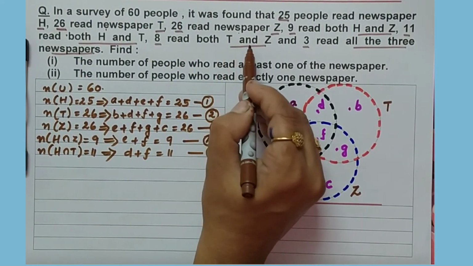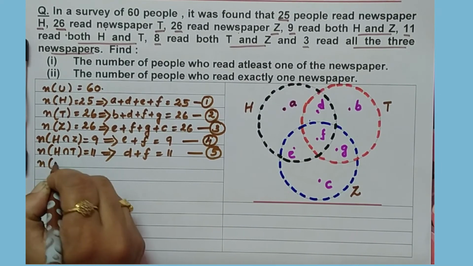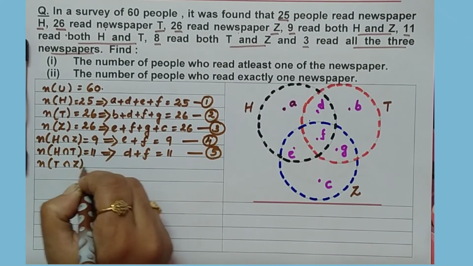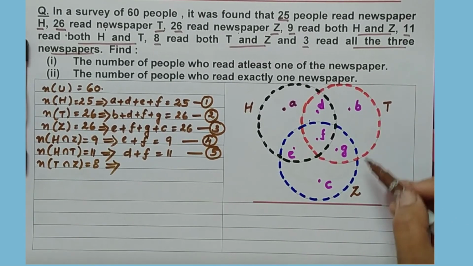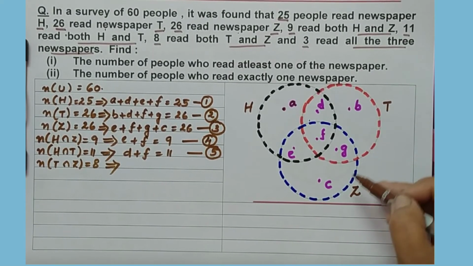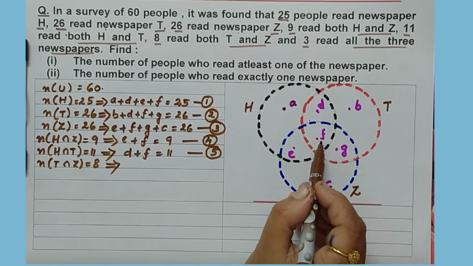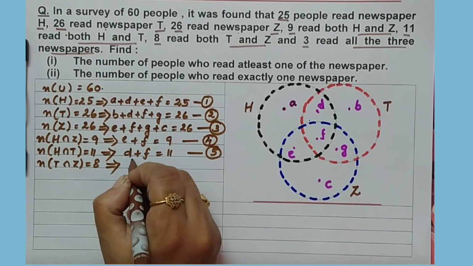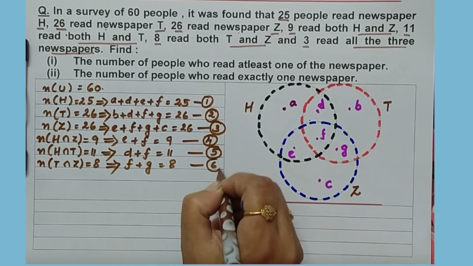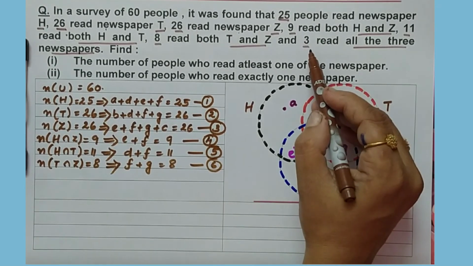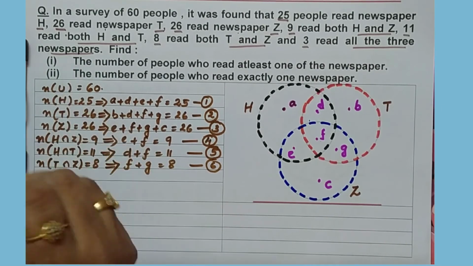8 read both T and Z. T and Z equals 8. Which is the area for T and Z? The area between the blue circle and the red circle. The elements are F plus G. F plus G equals 8. Equation number 6. The last statement is 3 read all the newspapers.